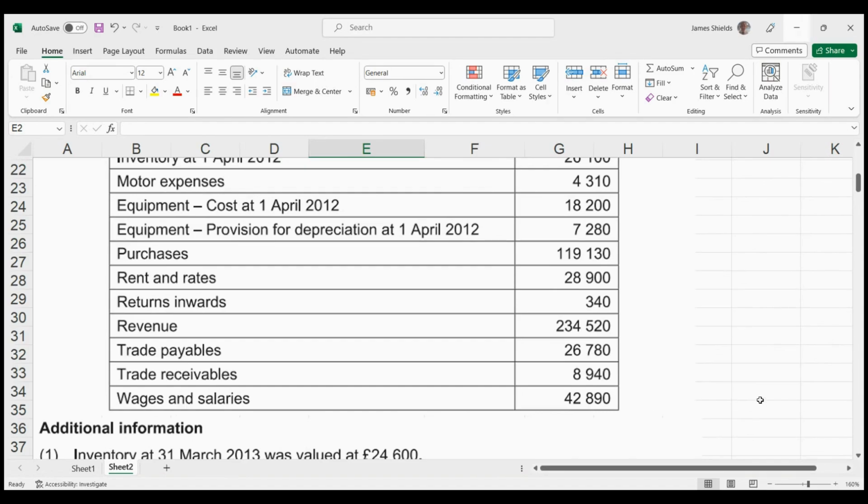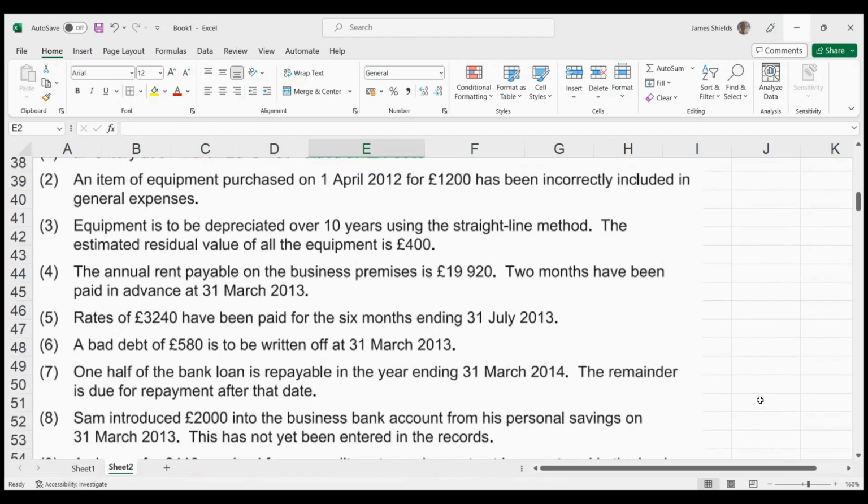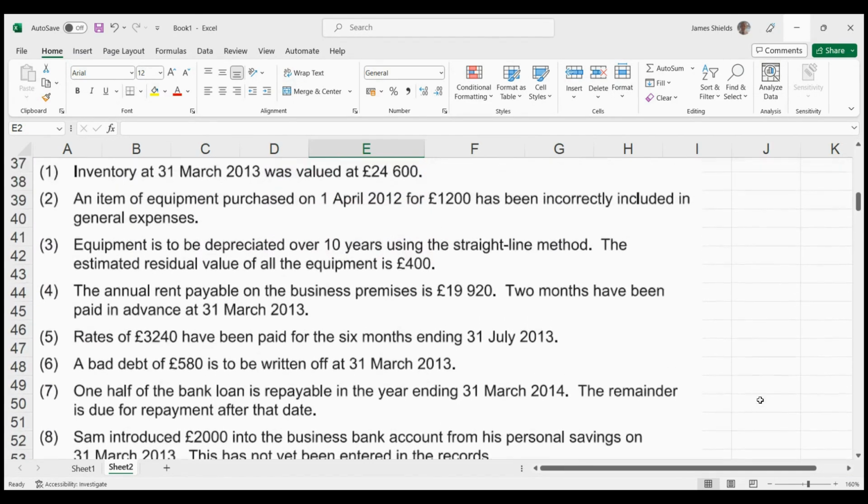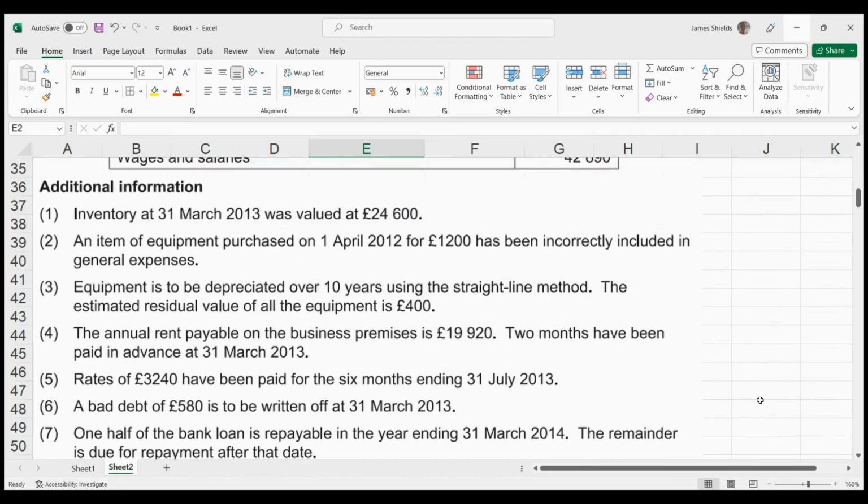There's quite a lot of items there. Now, additional information, we've got 9 points in total. Let's quickly go through them and then we'll use them when we need to. So point 1, inventory at the 31st of March 2013 was valued at £24,600. So the 31st of March 2013 is the end of the year, so that's your closing inventory.